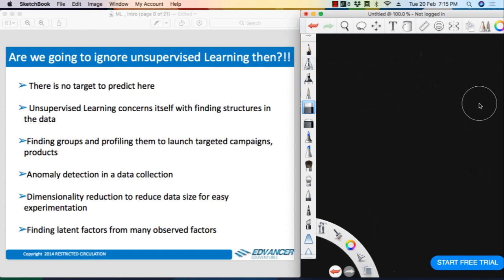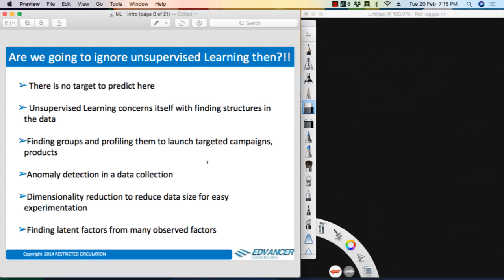We can use it for dimensionality reduction. We'll be using it for latent factors. The example that I gave you, that I want to find out 10 latent factors which are driving maybe answers to hundreds of questions. So we will be dedicating a good amount of time to learning techniques to do these things as well, which come under the unsupervised learning domain.